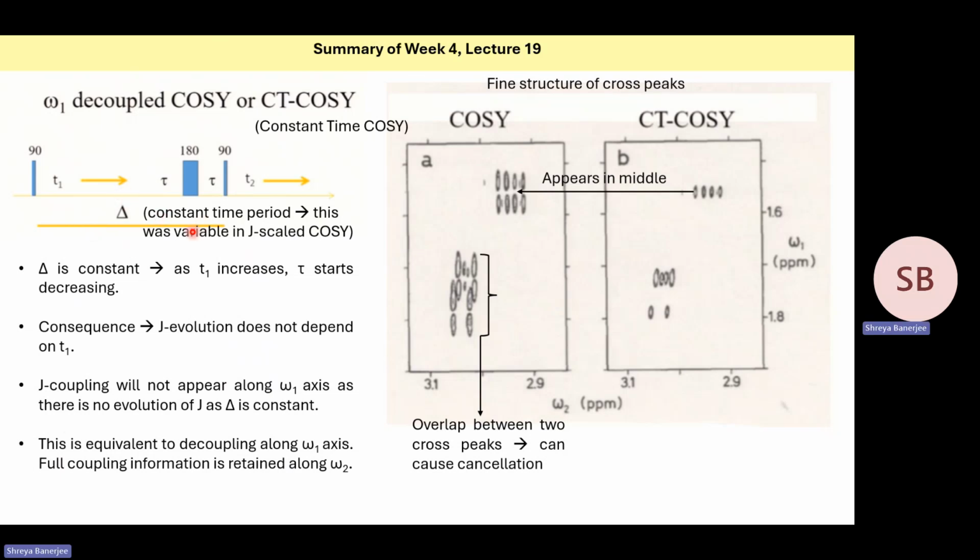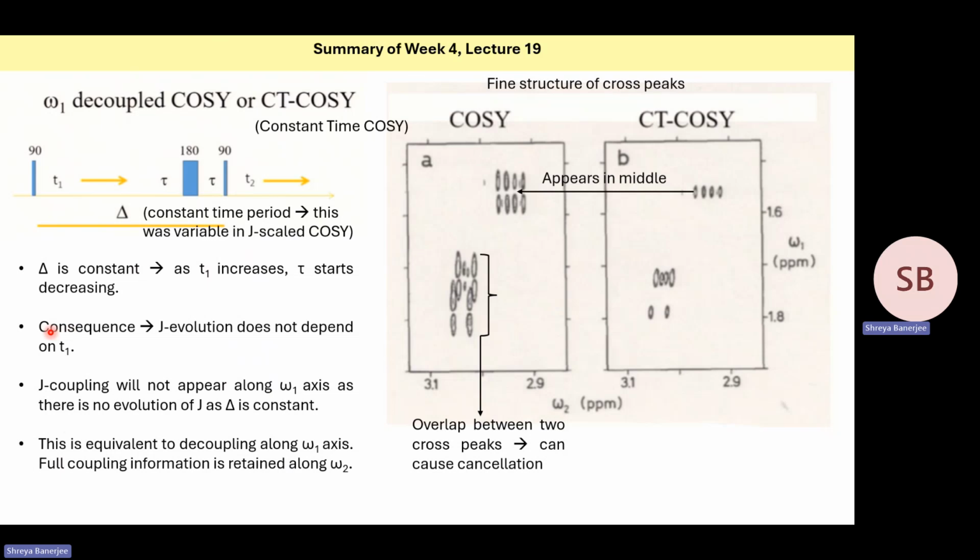This is the time period that was varying in J-scaled COSY. In J-scaled COSY, this was alpha T1. So it was variable. But now this time period is constant. So if this time period is constant, what will happen? If I increase T1, tau will reduce so that the total time is maintained as constant.